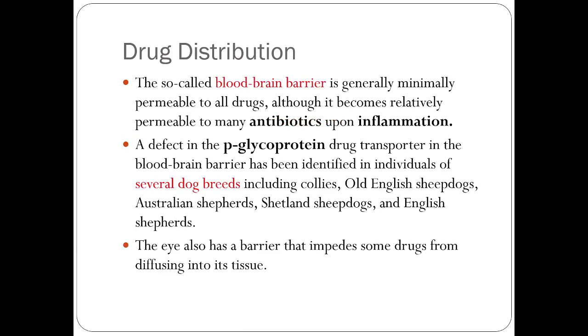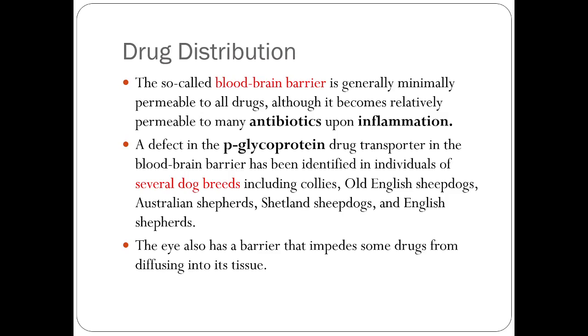There are other barriers. The other one is the blood-brain barrier. It's not really a barrier. It is that the capillaries in the brain are typically not very leaky. In fact, they don't have a lot of places where drugs can go in and out of them. That's a normal blood-brain barrier, and it's usually minimally permeable to all drugs, but it does become permeable to antibiotics if it is inflamed, because inflammation opens up those pores a little bit.